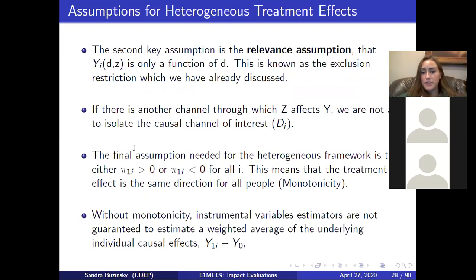And then our final assumption is monotonicity. That's what I said before. It's that either Zi has a positive effect on Di for everyone, or it has a negative effect for everyone. It can't have a positive effect on whether you receive treatment for some people and a negative effect for others, because then we just won't be able to estimate an effect. We're going to take a weighted average, and it's just not going to make any sense. So we really do need Zi to affect how you receive treatment in the same direction for everyone.